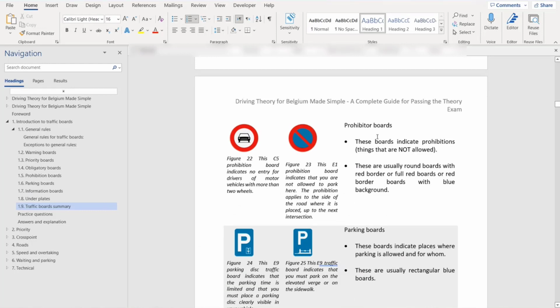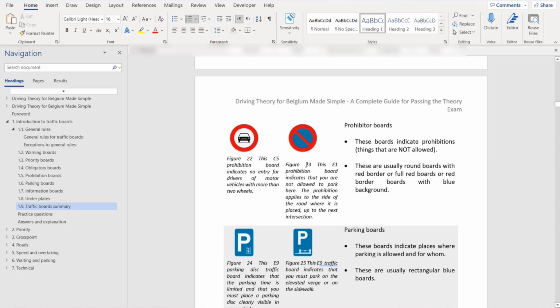Prohibitory boards. These boards indicate prohibitions, things that must not be done. These are usually round boards with red border or full red boards or red boards with blue background. So on the left is the board which says prohibition for entry of drivers of motor vehicles with more than two wheels in both directions.